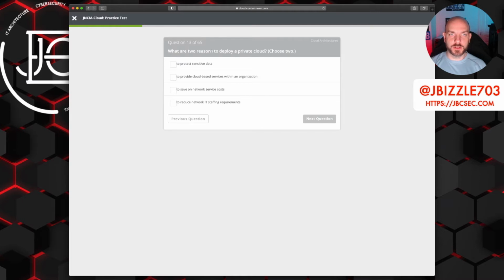What are two reasons to deploy a private cloud? Choose two. To protect sensitive data, that sounds reasonable. To provide cloud-based services within organization, that sounds reasonable. To save on network service costs, no, I don't think so. To reduce network IT staffing requirements. I think I'm good with those first two.